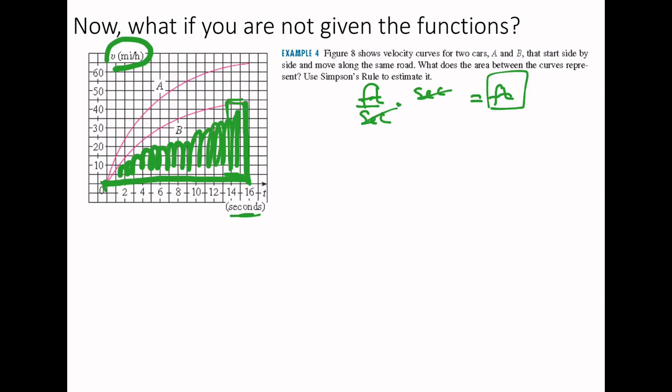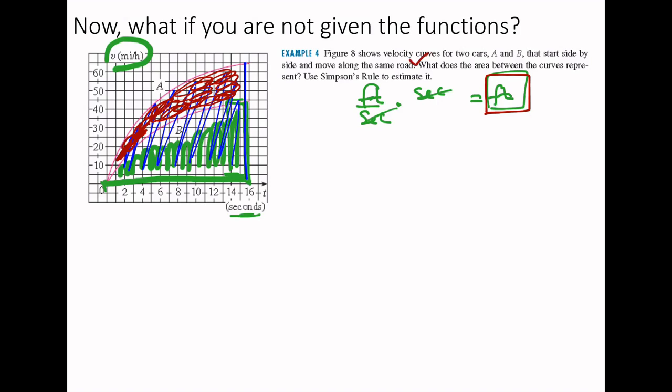Well, between the curves. All right, so if I look at B, I see how far B has gone. If I do that same type of thing but with curve A, then I would see how far A has traveled. Well, if I look at the area between two curves, wouldn't that just be how far A traveled and then subtract from that how far B traveled? That would still be feet, feet minus feet. So that would give you how much farther, in feet in this case, car A has gone than car B. All right, so that's the answer to the first question.